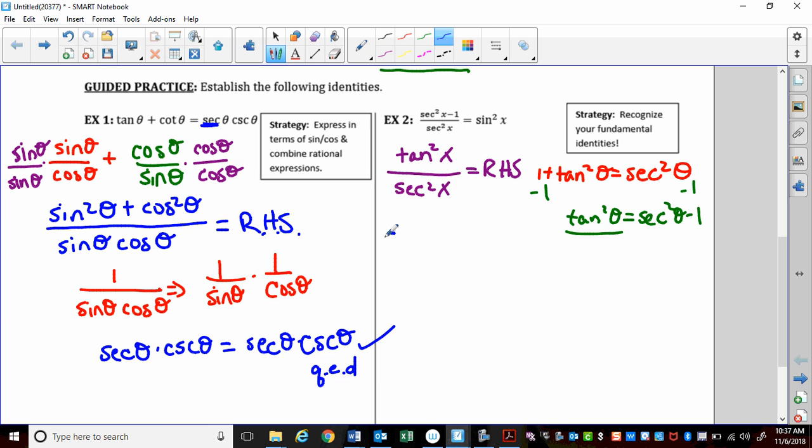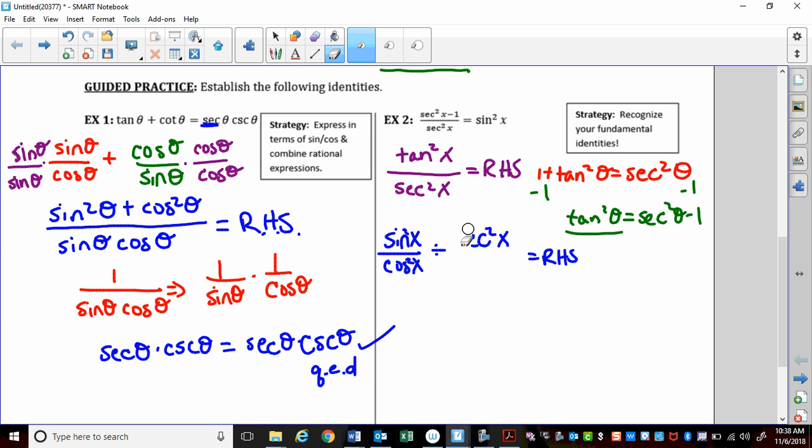Tangent is sine over cosine. And then we're dividing by secant. Sorry, these are all squared. And we're trying to make it look like the right-hand side. We do not divide when we have fractions. We multiply by the reciprocal. So secant is 1 over cosine. So I'm going to make this a fraction. Secant is 1 over cosine.